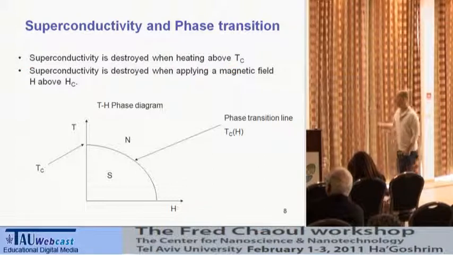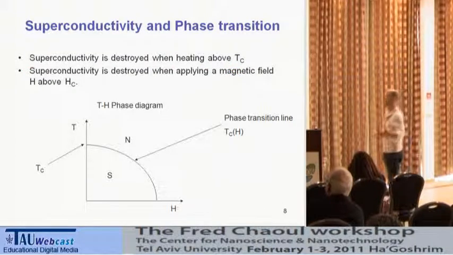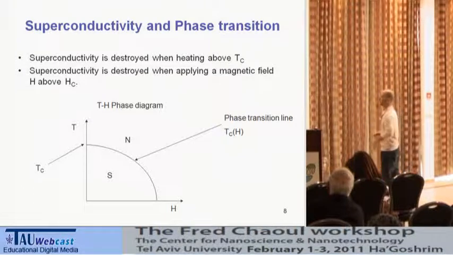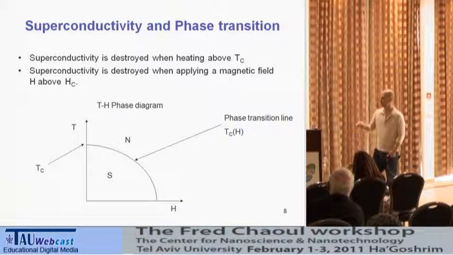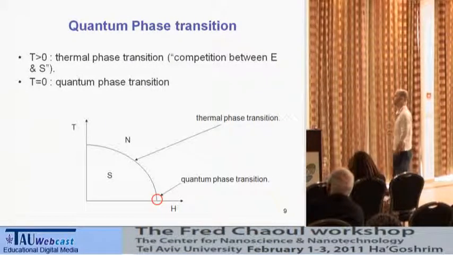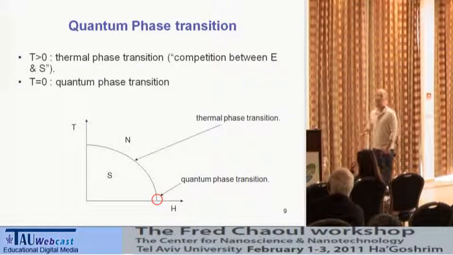So again, this is the phase transition line, or if you want, this is the critical temperature as a function of the field. I want you to remember this phase diagram because later on we will try to produce a phase diagram of our unique geometry, and it will, of course, look somewhat different than this. Now, there is a very important and interesting point in this phase diagram, and this is the T equals 0 point. As long as the temperature is finite, bigger than 0, the phase transition is referred to as a thermal phase transition. It's being driven by thermal fluctuations.